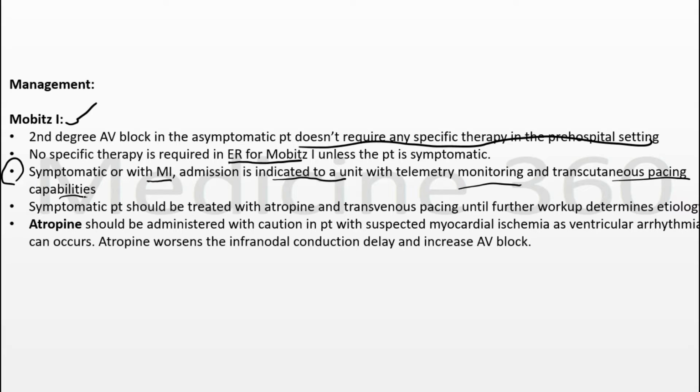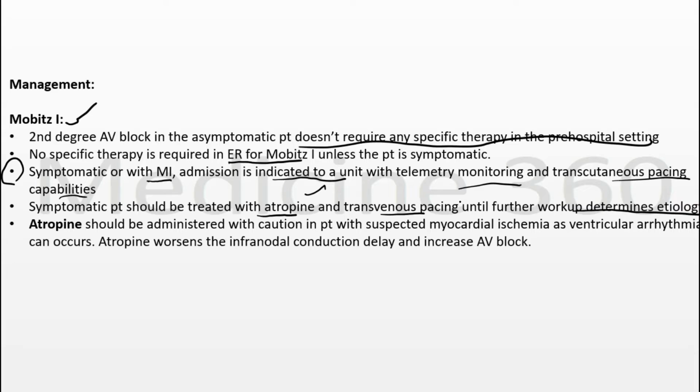Patients with acute MI and second degree block, or symptomatic patients with Mobitz type 1 second degree block, we will have to do transcutaneous pacing or transvenous pacemaker placement. The symptomatic patient should be treated with atropine and transvenous pacing until the further workup determines the etiology. The treatment with atropine and transcutaneous pacing is temporary, and the permanent treatment is transvenous pacing.